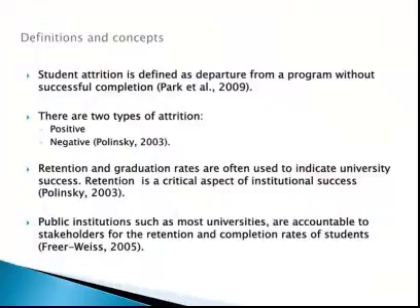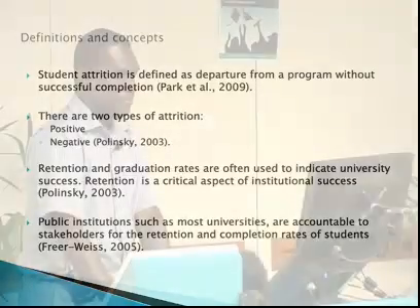There are two types of attrition. There is positive attrition, in which a student might do some sort of courses, probably bridging courses, to be able to get into probably a 4-year degree eventually, and so they're not actually dropping out, but they're doing something to get into another program. But negative attrition is the one where students actually depart from a program and don't actually graduate.